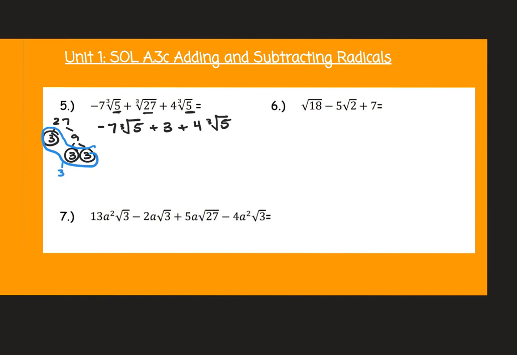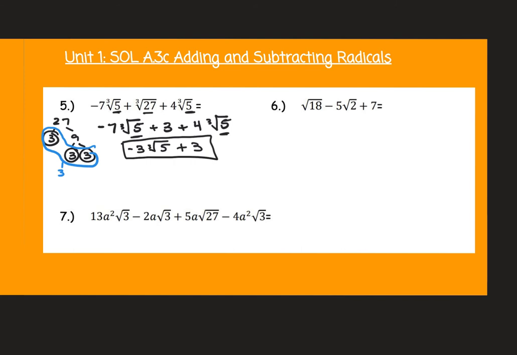It's just like if I were to have 2x plus 3, I can't combine 2x and 3. So here I have a radicand of 5 and a radicand of 5. So I have negative 7 plus 4, which is going to give me a negative 3 times the cube root of 5. And then I'm going to have plus 3, because I can't combine that together, because that is a constant. And this radical is just like if we were to have a variable term.